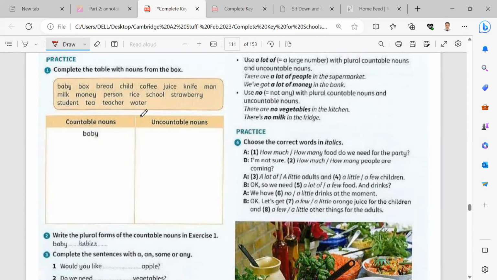Bread is countable, right? No, uncountable. It's not countable. Slice of bread. I can't say a bread. I can't say breads. No. Okay.